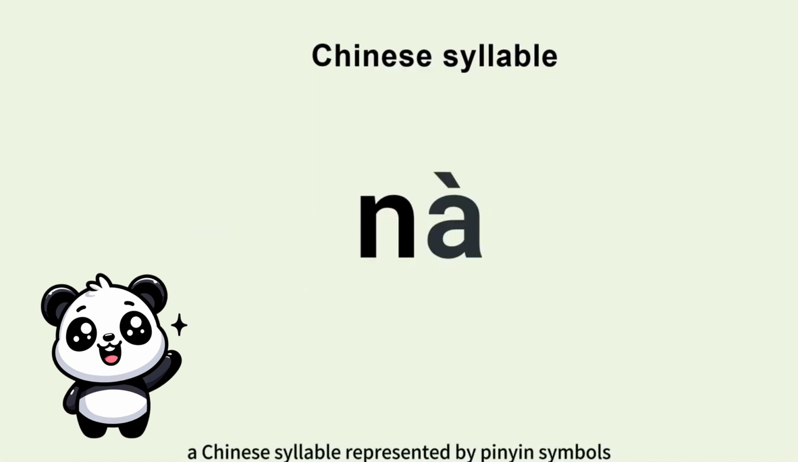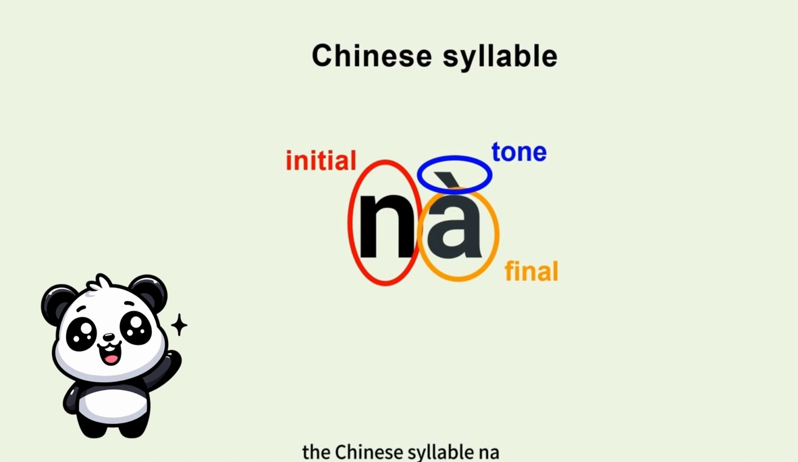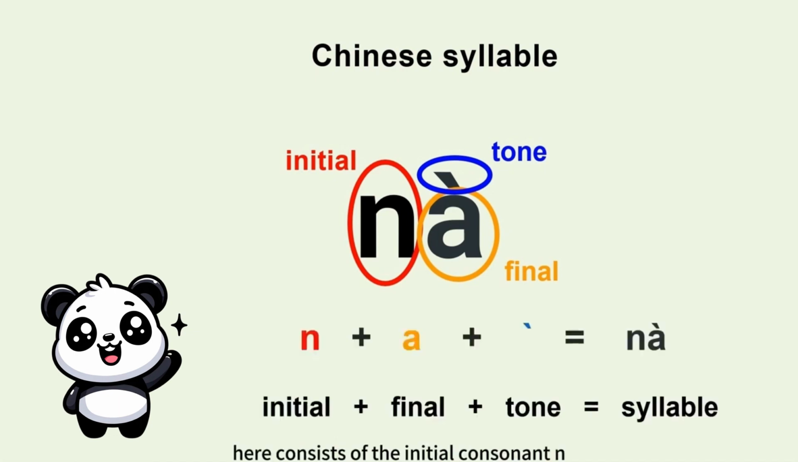A Chinese syllable represented by Pinyin symbols usually consists of three parts: the initial, the final, and the tone. The Chinese syllable na here consists of the initial consonant n, the final vowel a, and the falling tone.